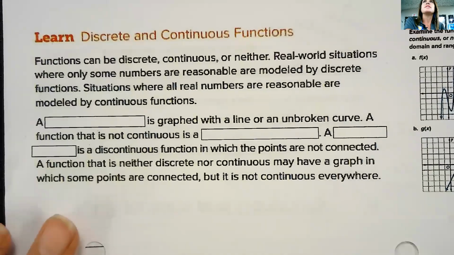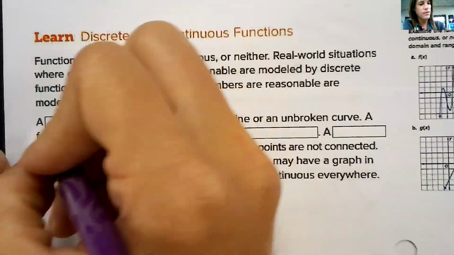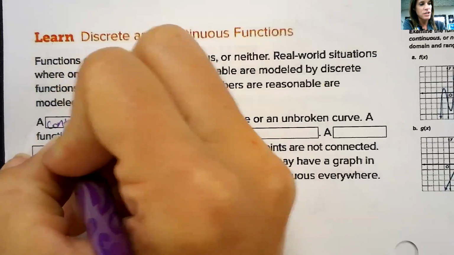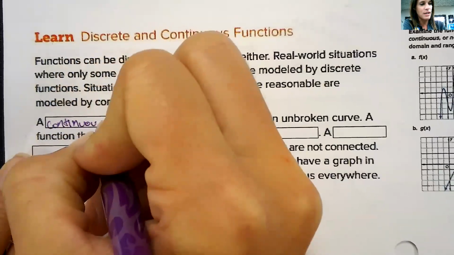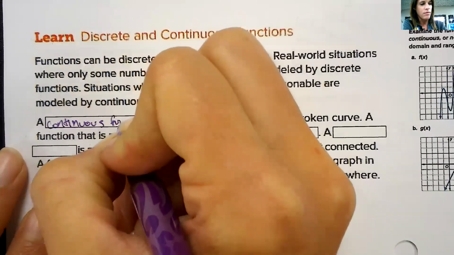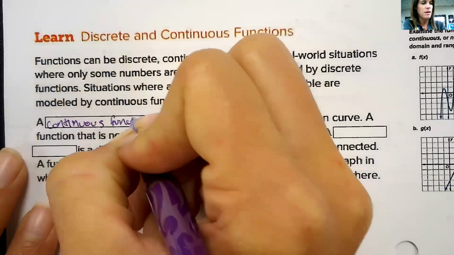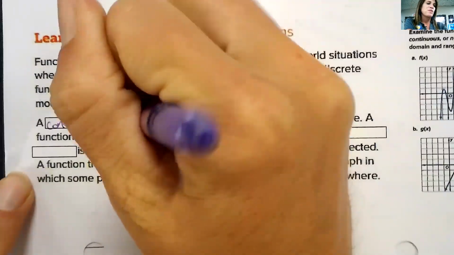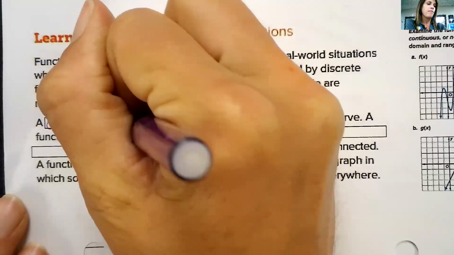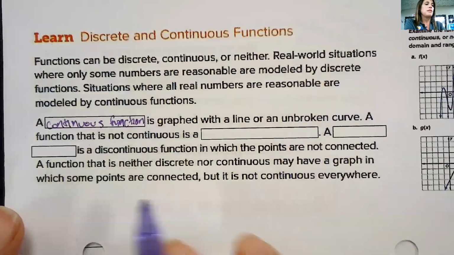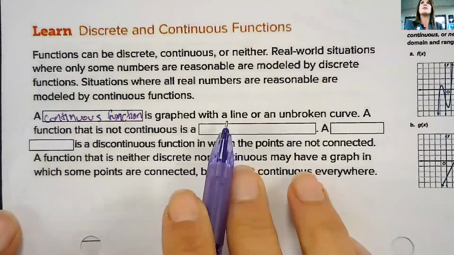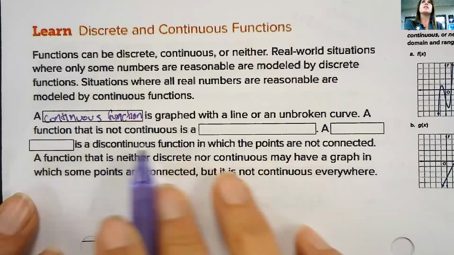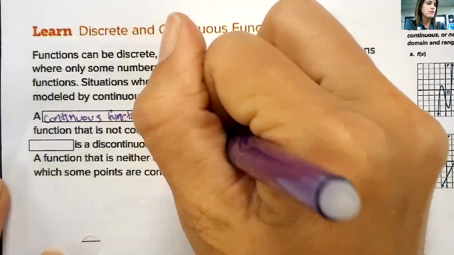Discrete and continuous functions. A continuous function is a graph that's going to just keep going. There's no breaks in it. If you're talking about a continuous event like time, usually it is connected because the events continue across time. But there might be situations where there's a break in it. A function that is not continuous is a discontinuous function.